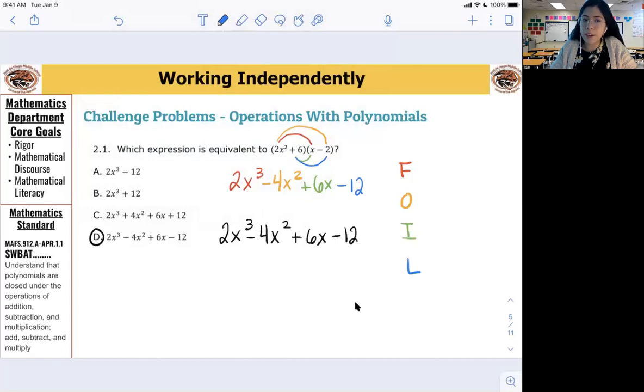If you chose B, that means you are not foiling correctly. If you chose A or B, then you didn't foil all the way. You skipped the middle part. And that middle part is extremely important. We can't ignore it. So take a look, make sure that you understand how to do it properly, and let me know if you have any questions on this one.